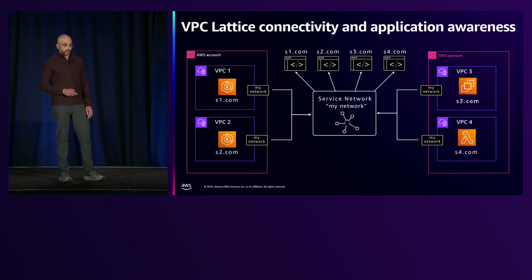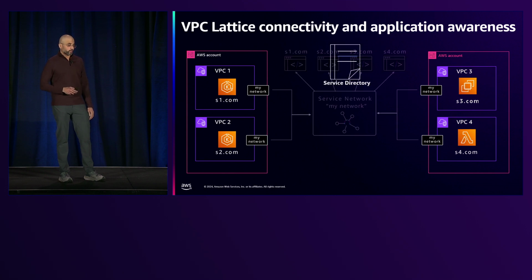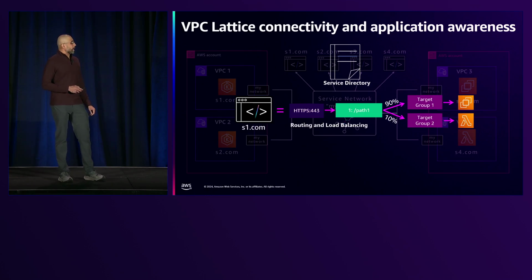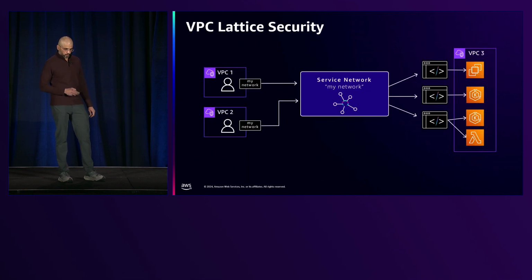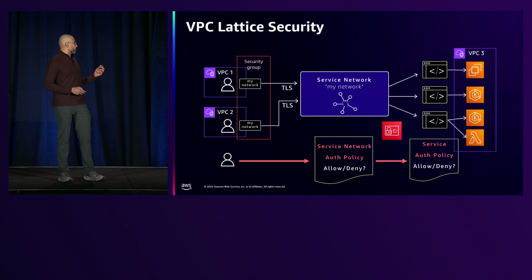Another key feature of Lattice is its service directory, which is an inventory of all the services within your service network. This is extremely useful for discovery and is especially applicable when you have a large number of services in your service network. From an application awareness standpoint, Lattice can do request routing and load balancing, which is very similar to an ALB. From a security standpoint, Lattice has a bit of the properties of ALB, so security groups and TLS encryption between two services.